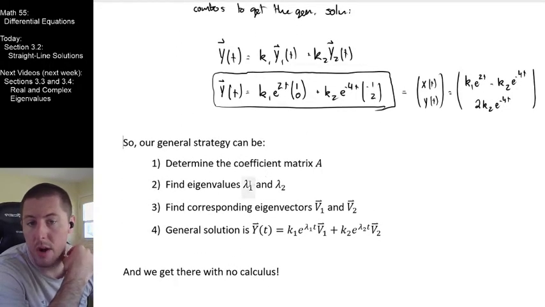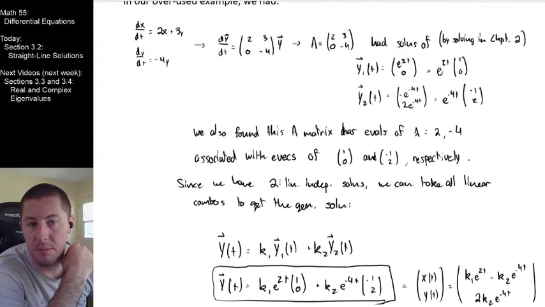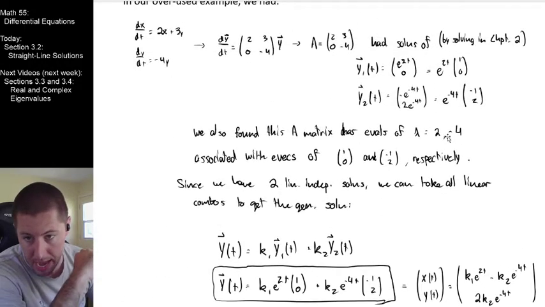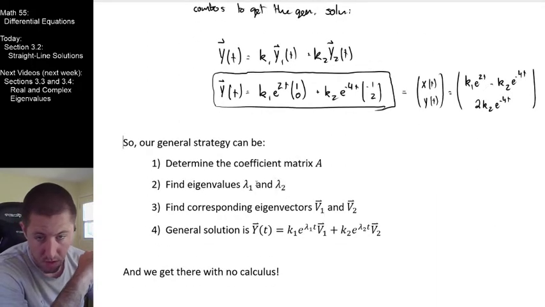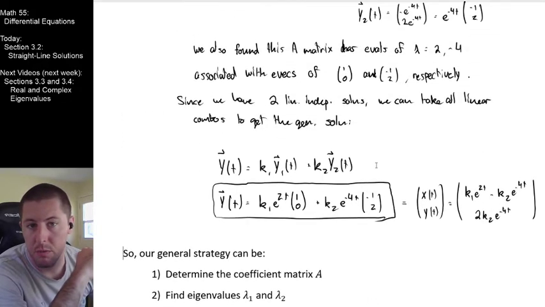Use matrix A to identify the eigenvalues lambda 1 and lambda 2. We did that. That's how we got the 2 and negative 4, by taking the determinant of A minus lambda I and setting it equal to 0. Once we knew the eigenvalues lambda 1 and lambda 2, we were able to use them to find the corresponding eigenvectors, v1 and v2. We did that. That gave us the (1, 0) and the (negative 1, 2).